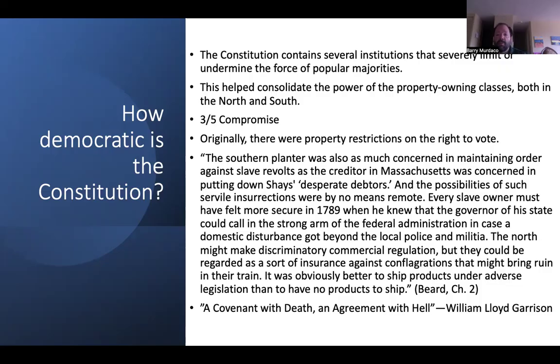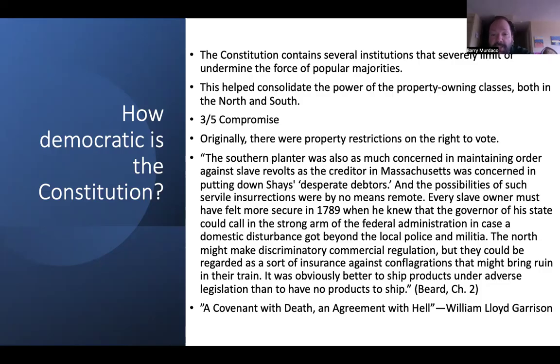The North might make discriminatory commercial regulation," meaning tariffs and things like that. That was another issue that set them apart. "But they could be regarded as a sort of insurance against conflagrations that might bring ruin in their trade. It was obviously better to ship products under adverse legislation than to have no products to ship."